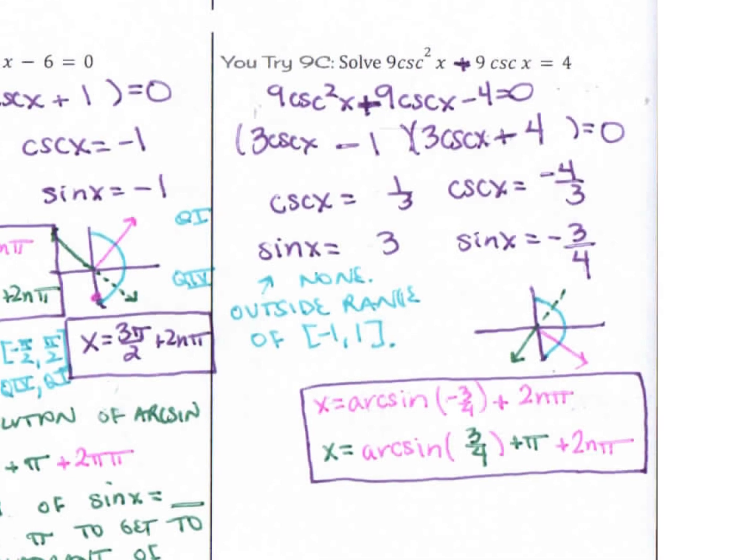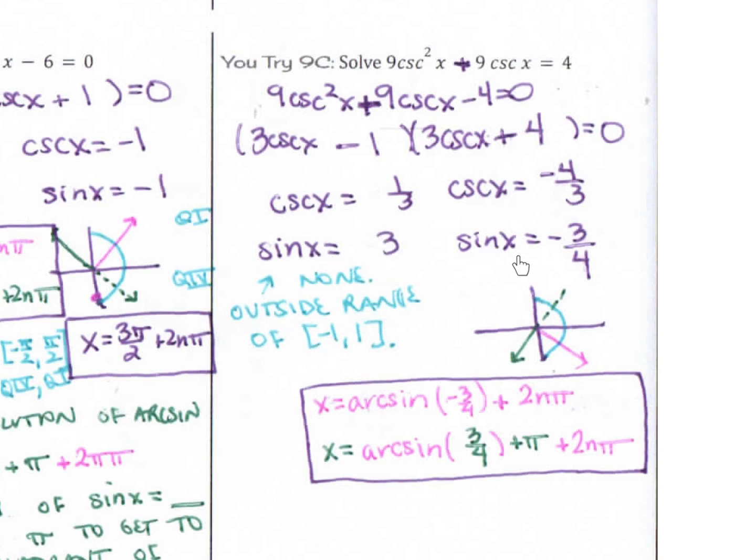So if you tried this out, this would factor to 3 cosecant of x minus 1 and 3 cosecant of x plus 4, right? You set it equal to 0 first. So then we would find cosecant of x equals positive 1/3, cosecant of x equals -4/3. Then we do the reciprocal. Sine of x is 3, and sine of x equals -3/4. Now just so we remember, we have sine of x equals 3, that is outside of the range of -1 to 1, therefore there are no solutions for this case.